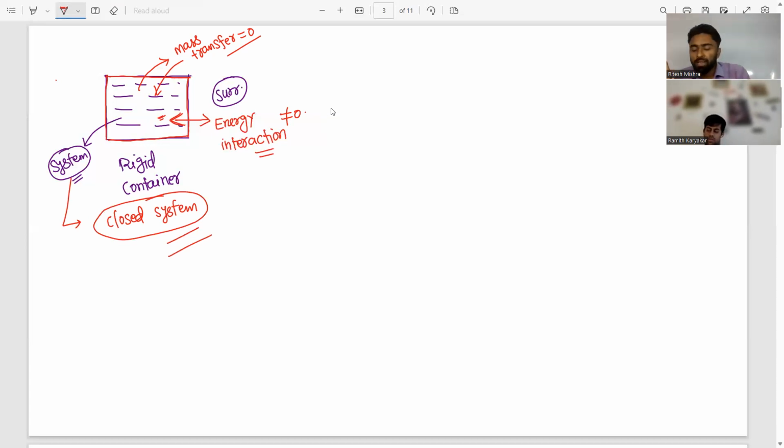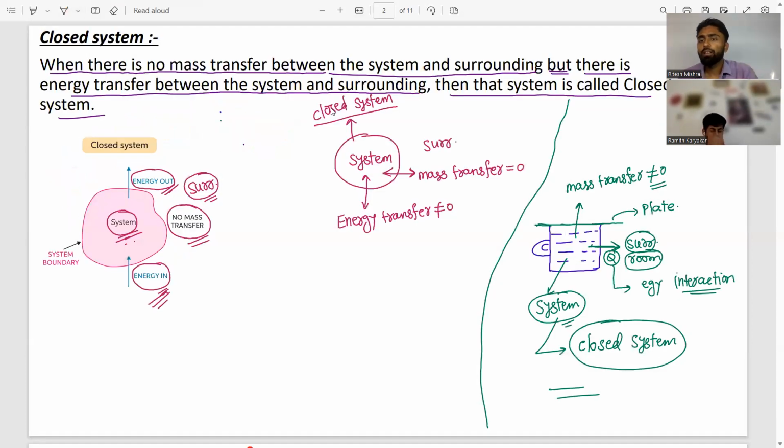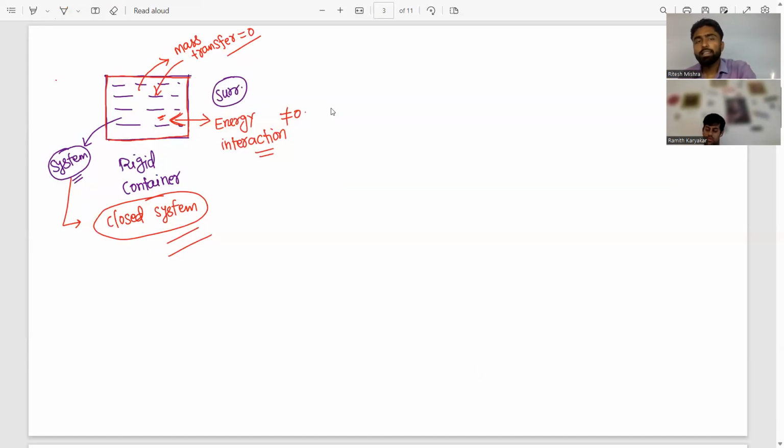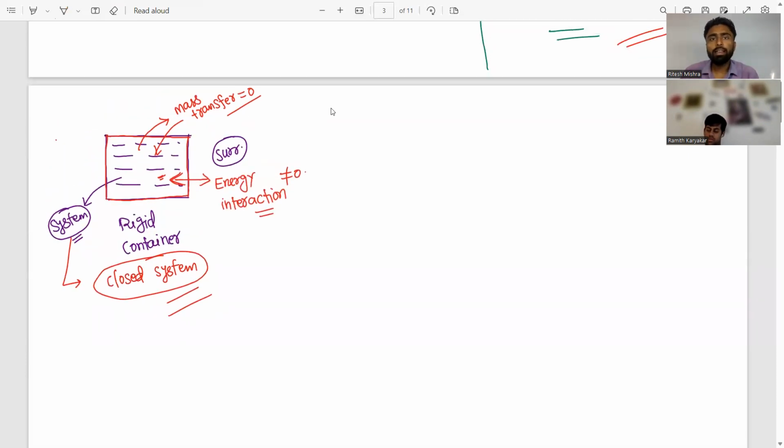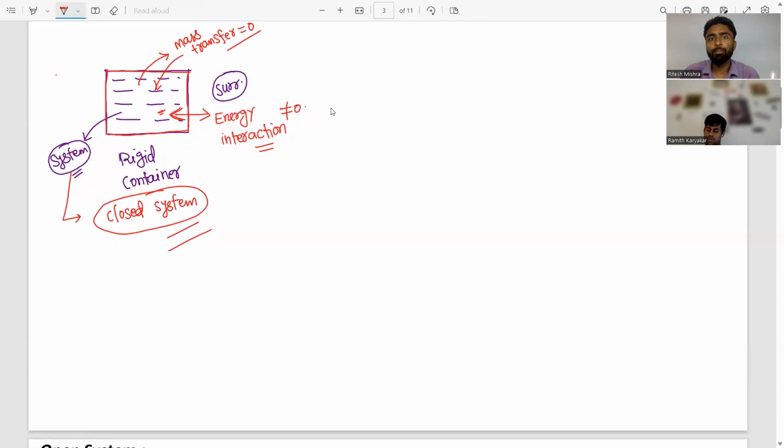So when you are asked about the example of closed system, please tell them rigid container is a type of closed system. And the first example, a cup of tea, is a basic example. But technically, from the technical point of view, rigid container is your closed system.